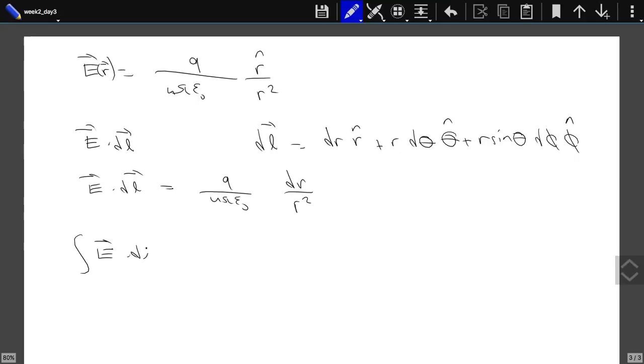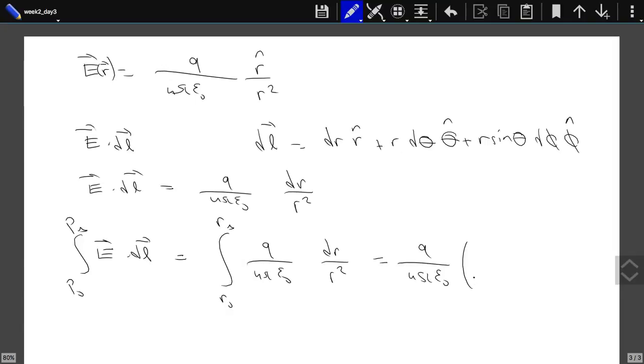So the integral of E dot dl from point P0 up to point P1 is equal to q over 4 pi epsilon 0 times the integral of dr over r squared from r0 up to r1. And you just evaluate the integral. It is q over 4 pi epsilon 0 times minus 1 over r1 plus 1 over r0.